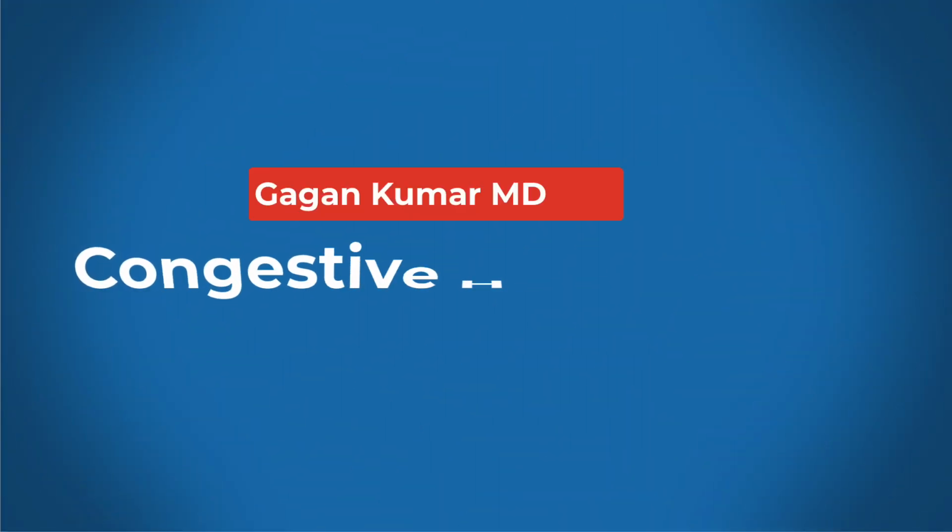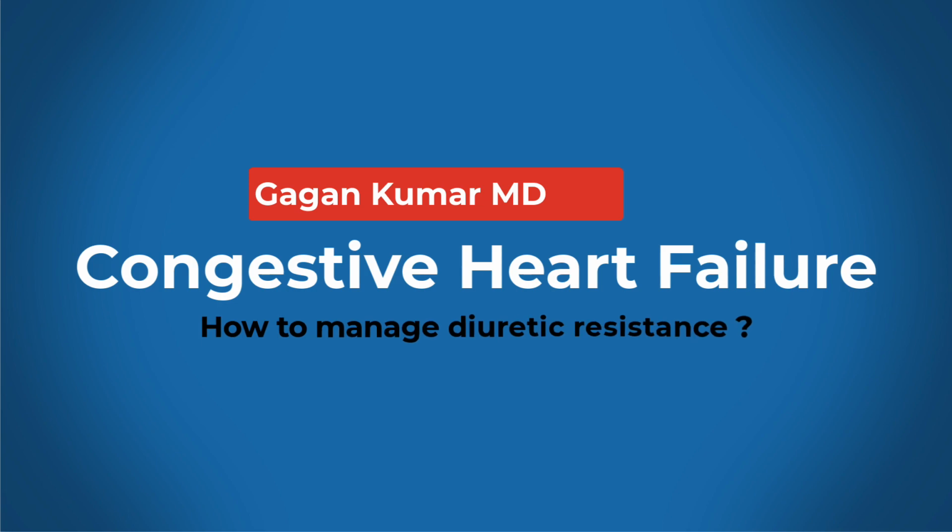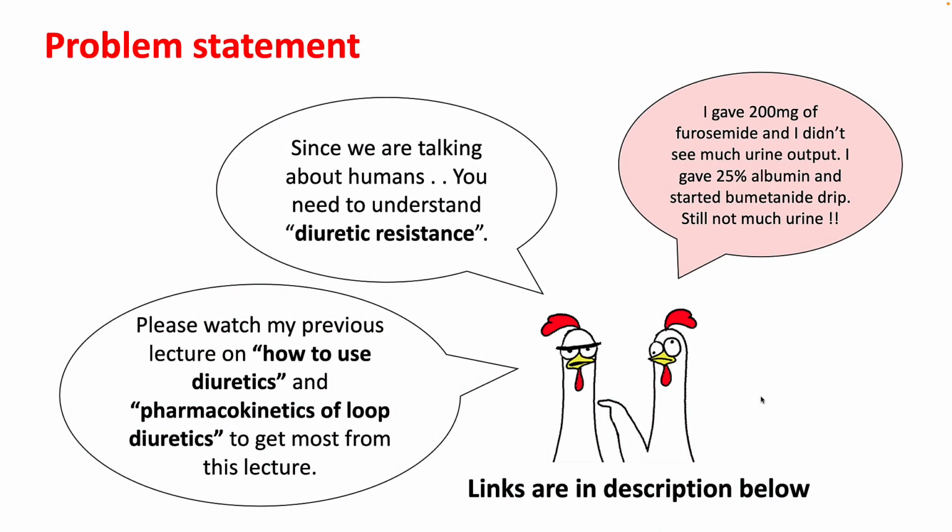Hello everyone. Today we'll be talking about how to deal with diuretic resistance in heart failure. So let's say, for example, you gave 200 milligrams of Lasix to your patient and did not see much urine output. Despite giving him additional 25% albumin and bumetanide, the patient did not have much response to that dose either. You're possibly dealing with diuretic resistance.